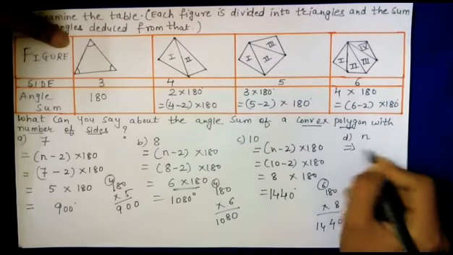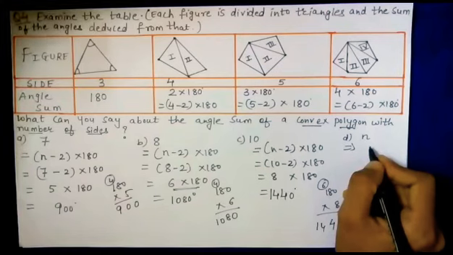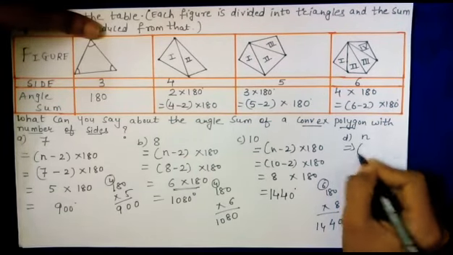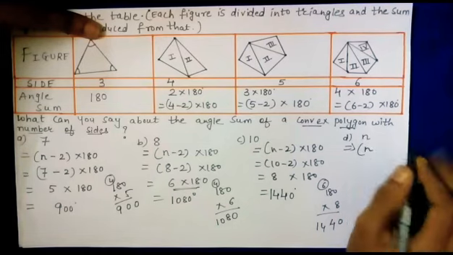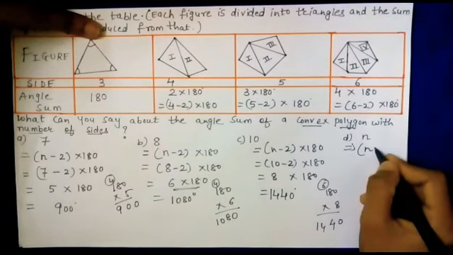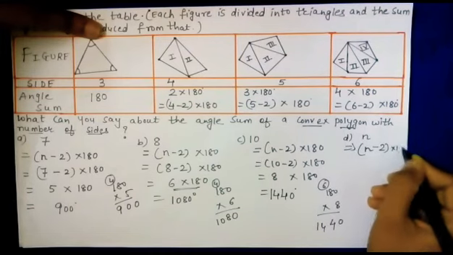Now the last one is given n. n means any number of sides. So for any number of sides, n is given and the value of n is not given. So n means any number of sides. If it is given, then how can we find out the total of the angles? It will be (n minus 2) into 180.